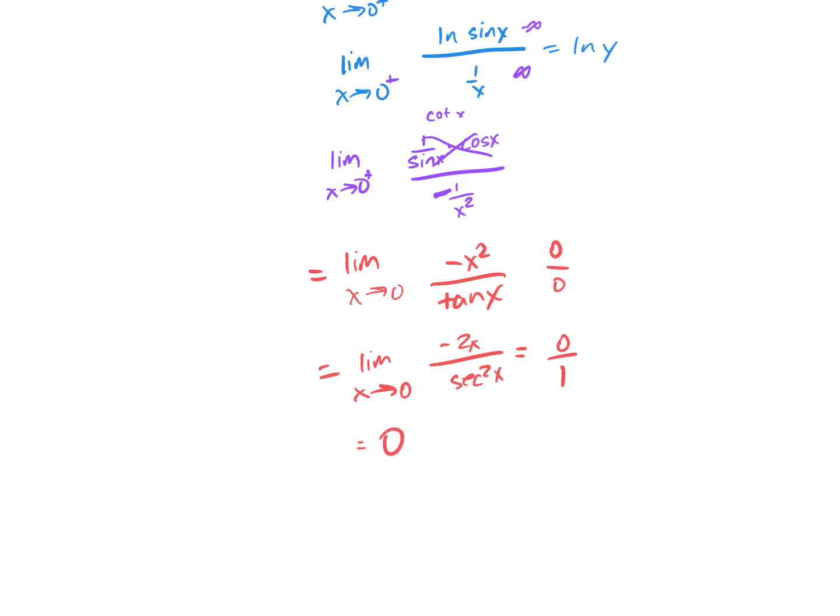But remember that 0 is equal to the natural log of y. So e to the 0 is equal to y. E to the 0 equals y, which is 1. Okay, I understand that all. We only got one more. It's not as bad. I promise.